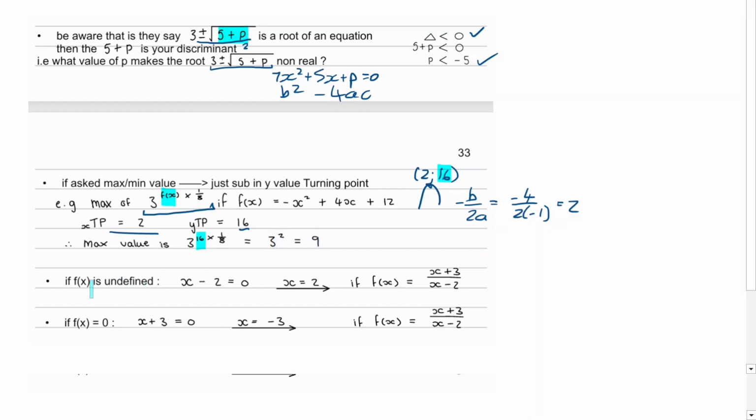Two other really quick questions. If they're asking you where f(x) is undefined, that's just where the denominator equals 0. And so I start by literally just going the denominator equals 0, take the 2 across, done. If they say to you where is f(x) equal to 0, that only happens when the numerator, when the top line is equal to 0. And so I don't need to solve the entire fraction. I can just start by saying the numerator equals 0, take the 3 across, and there's my answer.